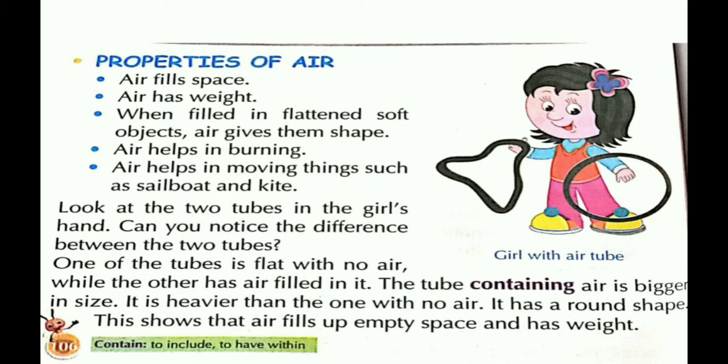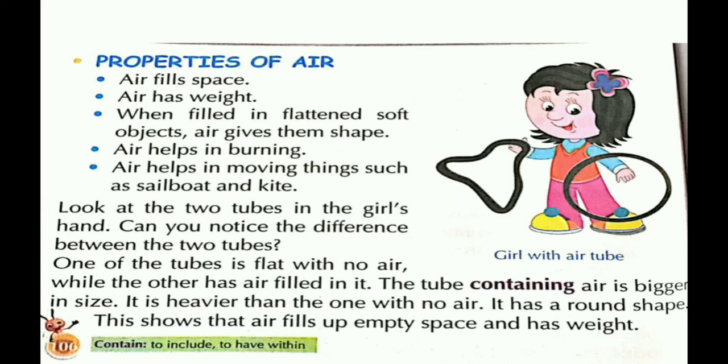As you can see in this picture, this girl is holding an air tube. In her right hand she is holding a tube which is flat, yes or no? It doesn't have any shape. That means this tube does not have air in it. But in her left hand, after she has blown air into this tube, the tube has become round. So air fills space.